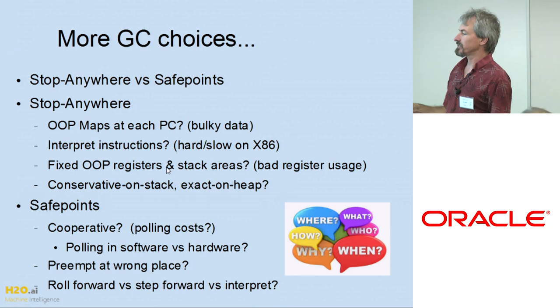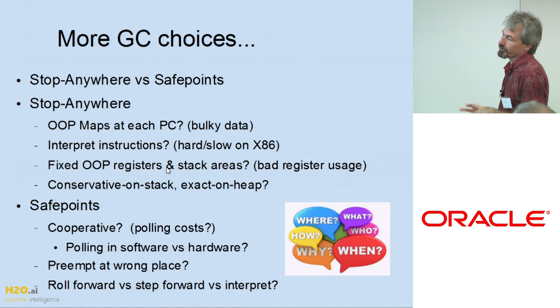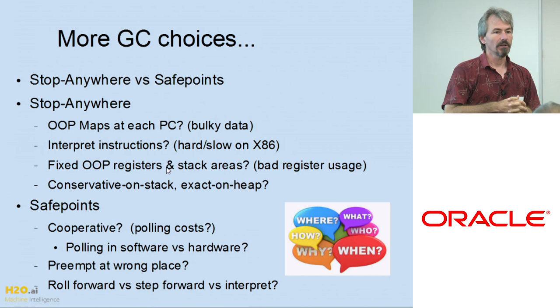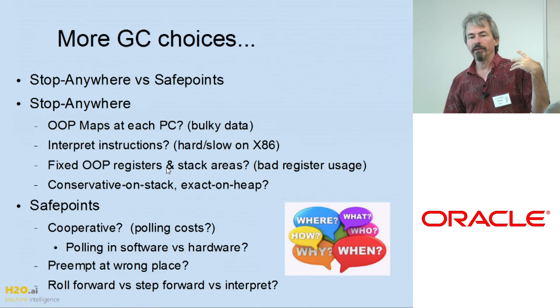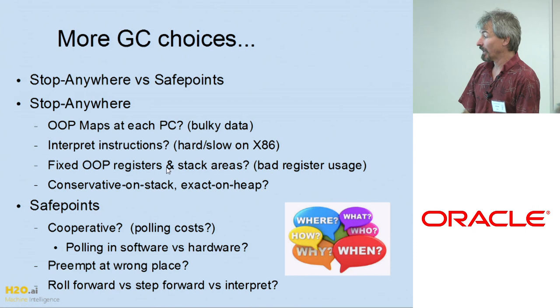Preemption can preempt you in the wrong place. So I was talking about a second ago with threads, meaning you're not at a safe point. And that means if you have 1,000 runnables on your 32-core machine and you stop into a GC cycle and 900 of the runnables are not at safe points, you have to roll them all forward to safe points before you can do something with them.